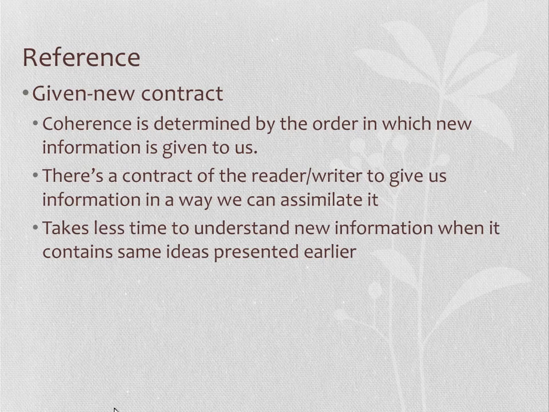So I know the first time I read Pride and Prejudice, I thought it was the worst book in existence because there are so many Miss Bennets. Why? Right? And I couldn't keep it coherent because they were always using the same pronoun, essentially, and the same name, and it didn't make sense. So books that are more coherent kind of always give you information in an order that you can assimilate it. It would make sense. And that takes us less time to understand new information when it contains the same idea, so when it flows better.